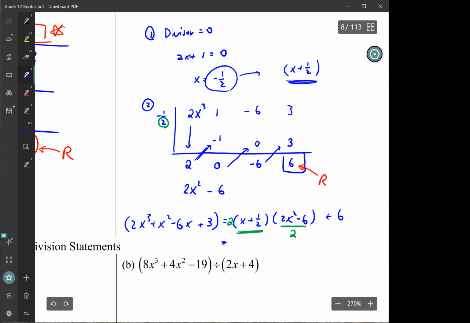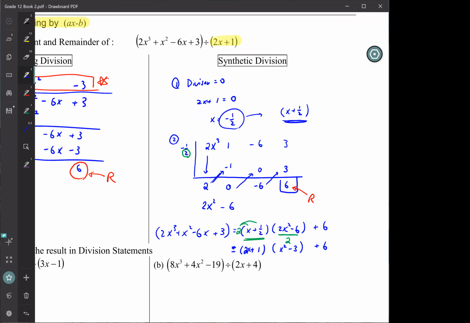So now it will be 2x plus 1, right? If I multiply by the 2. And then the quotient divided by 2, so that will be x squared minus 3. The remainder is not affected. Okay, so now the divisor is the same as the question, and that's what we want.